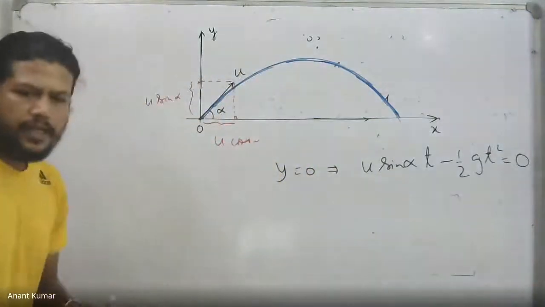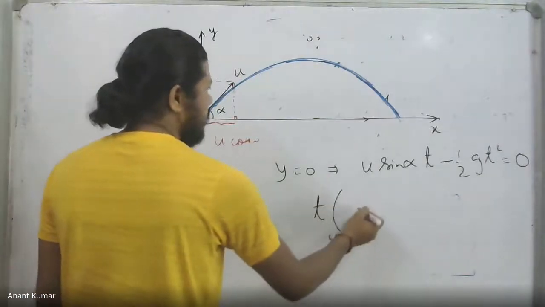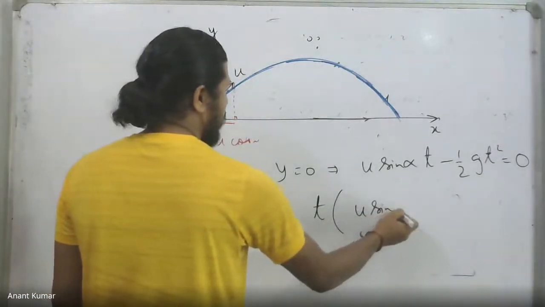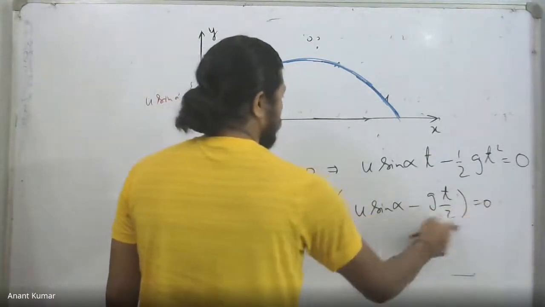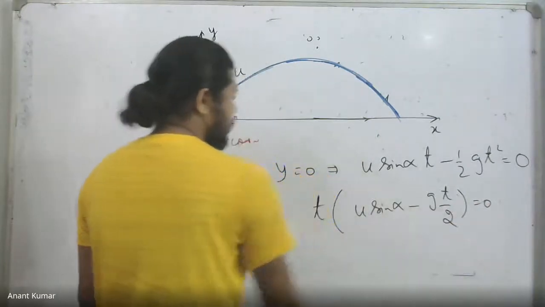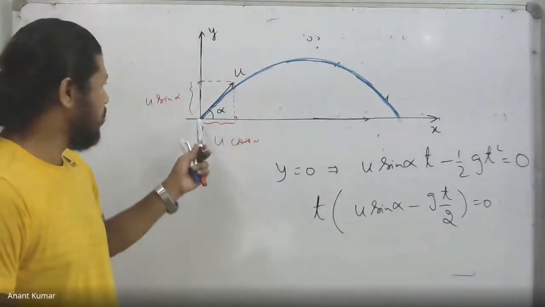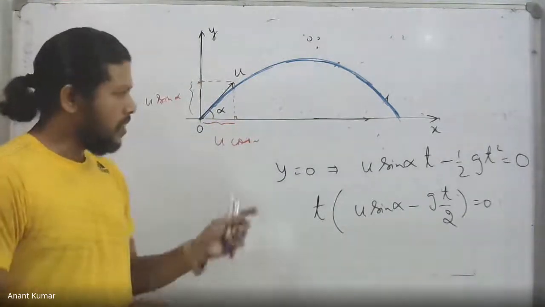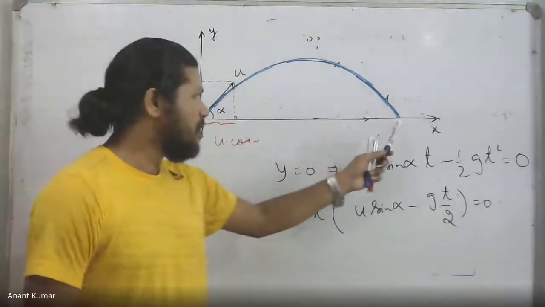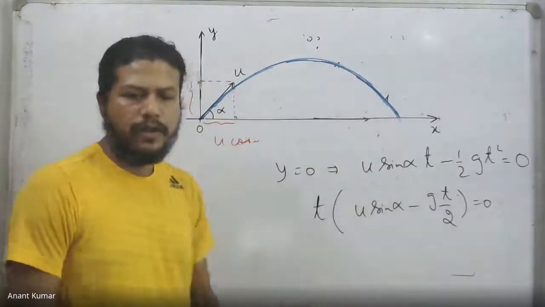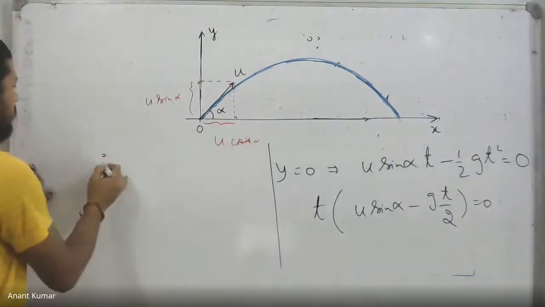I can factorize t in this case, and end up getting t times u sine alpha minus g t by 2 equal to 0. Obviously, one of the roots is t equal to 0, which is nothing but the initial moment, because at that point also it was at y equal to 0. The other root is going to give us the time of flight. So I can just solve this one to get the time of flight.